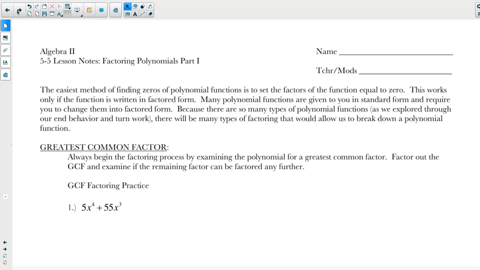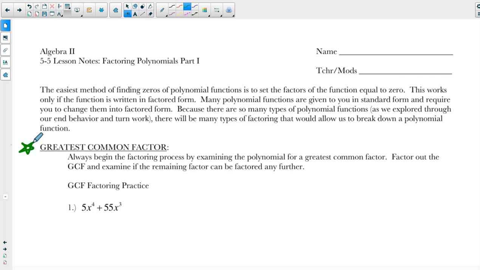Now this right here, we are starting with because you always start with this. If you're going to factor something, you always check, does it have a greatest common factor? Always, always, always. It doesn't matter what the problem is. If you are going to factor, you always start with the greatest common factor.